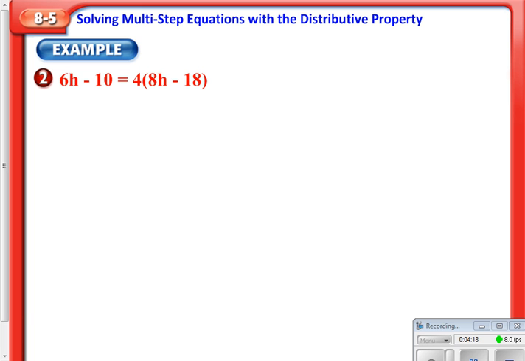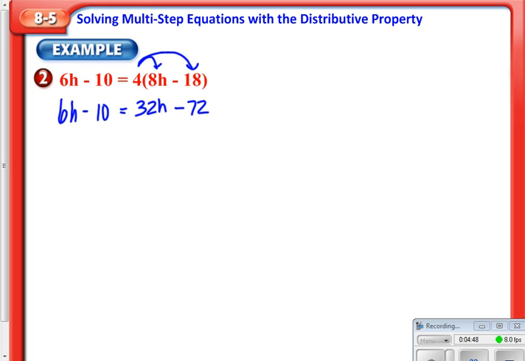Alright, 6h minus 10 equals 4, parentheses, 8h minus 18. Again, in this one, go ahead, use your distributive property, get rid of the distributive property. So I'm going to drop down 6h minus 10. I need to distribute on the right side. 4 into 8h is 32h. And 4 into negative 18 is negative 72.